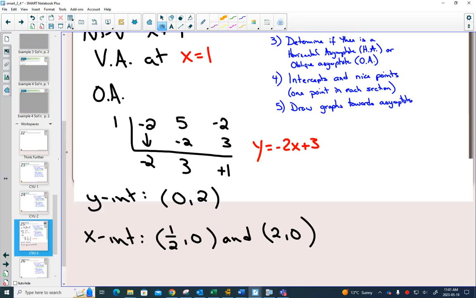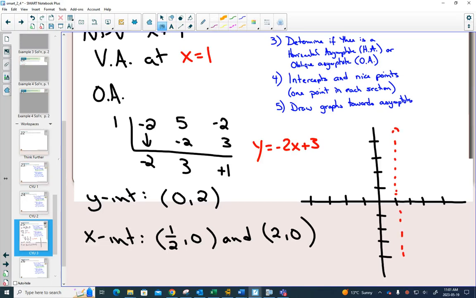And at this point, we can start our graph. What do we know? We can do our asymptotes. We're going to have an asymptote at x equals 1. That's our vertical asymptote. And we're going to have an asymptote at negative 2x plus 3. A reminder, how do you graph y equals mx plus b? You can start with your y-intercept. Then the value in front of x is your slope. A slope of negative 2 means I go down 2 over 1, down 2 over 1. And we have our oblique asymptote.